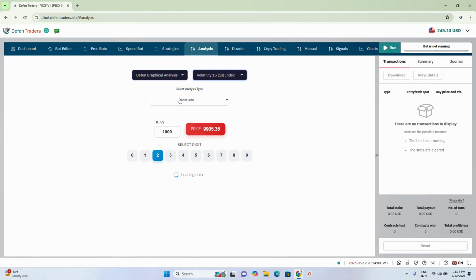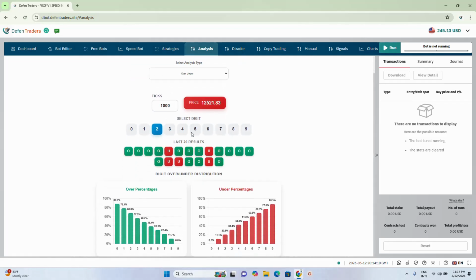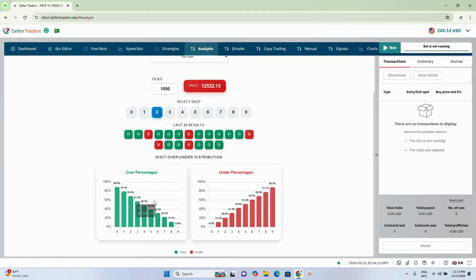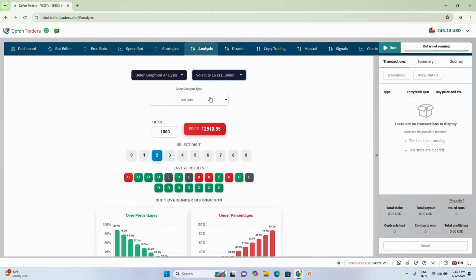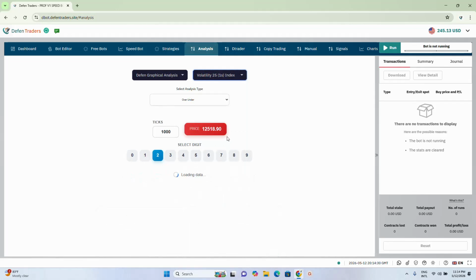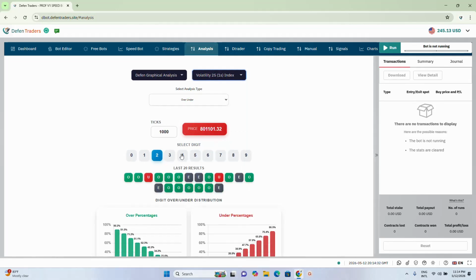Ukipata let's say market ya over 4 iko at a specific percentage. Ukiangalia hapa, you'll definitely come to digit 3 upate iko below 60%. That market is not good. For you to be able to trade over 4, I recommend at least 51% and above. Okay, 51% and above for over 4. So that is the market that you're looking at.